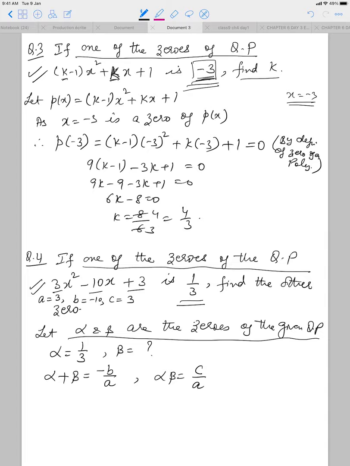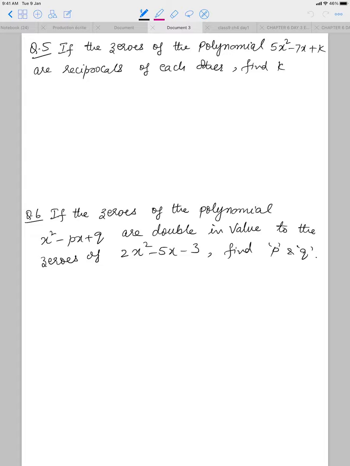So alpha plus beta, can I write it as 1 by 3 plus beta is equal to minus b upon a, that will ultimately come out to be 10 by 3. Now coming to question number 5, it says if the zeros of the polynomial 5x square minus 7x plus k are the reciprocals of each other, then find the value of k.